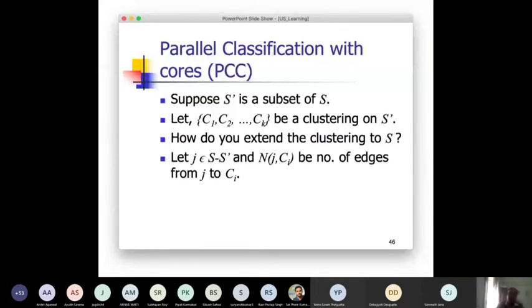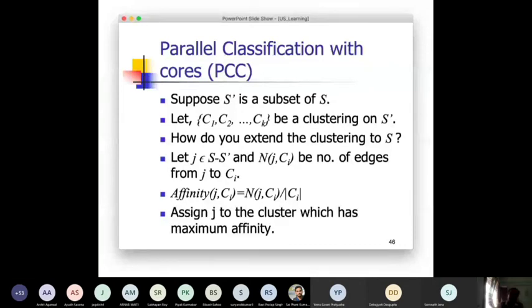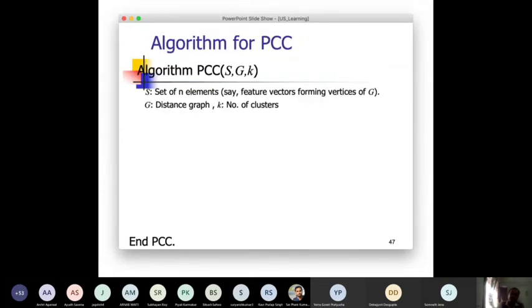So that is why we define a measure called the cluster affinity measure, N(J, Ci). As you can see, Ci is the cluster, J is the element, and this affinity measure is the number of edges from J to Ci, normalized by the size of that particular cluster. And you assign J to the cluster which has the maximum affinity. So we are just modifying the concept of K-means here in terms of the affinity measure. It's a definition with respect to your graphical representation.